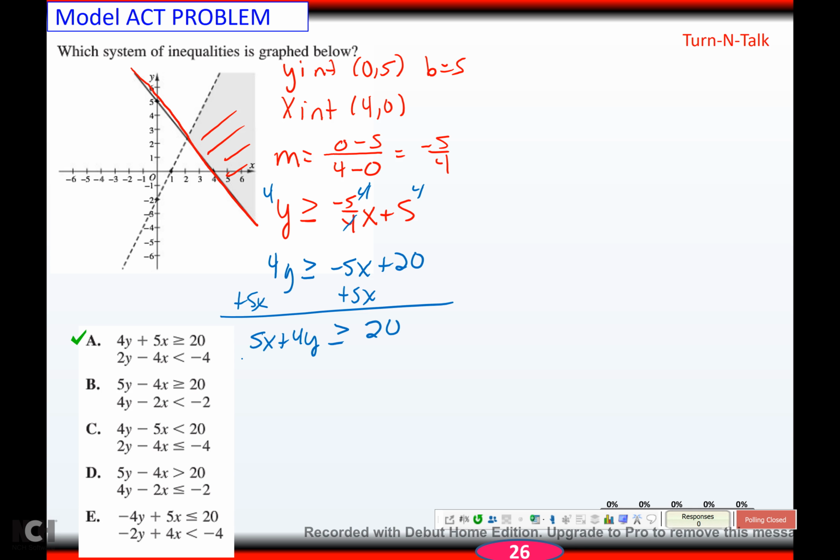So if I look for that equation, okay, they wrote it backwards, but there's 5x plus 4y greater than or equal to 20. That one works. This one does not. That's not 5x. This has a negative 5x. This has a negative 4x and a positive 5y. Again, this has a positive 5x but a negative 4y. So I don't even have to check the other one. It's got to be that one.